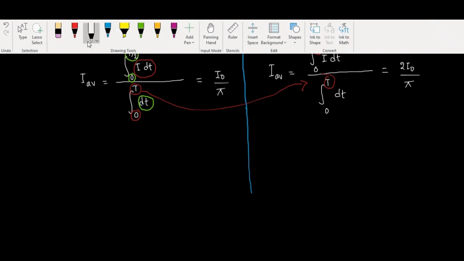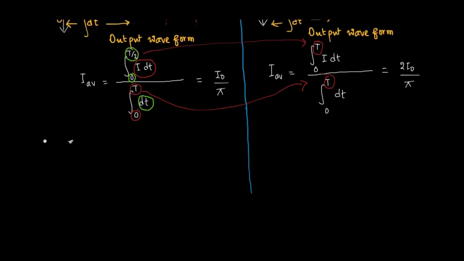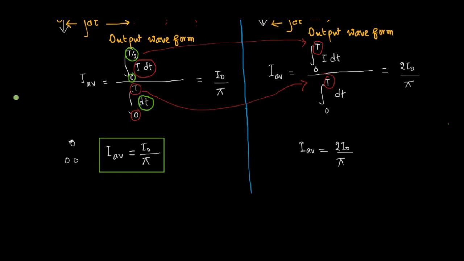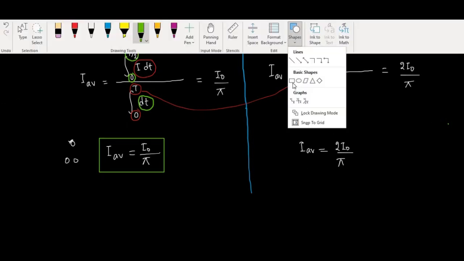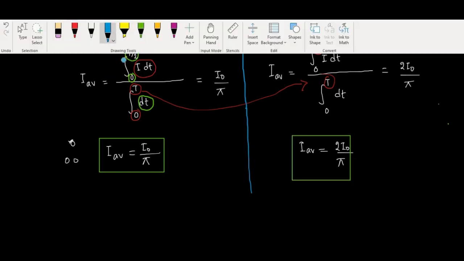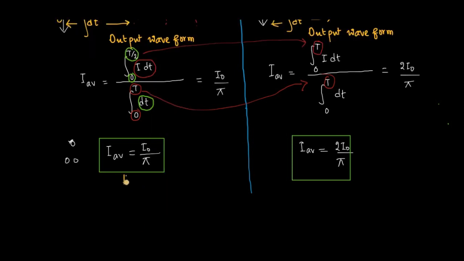And also we can mention another comparison. On the left hand side, for a half-wave rectifier, we get I_AV equal to I0 by pi, the average value of current obtained at the output of a half-wave rectifier. And on the right hand side, we get the average value of current obtained at the output of a full-wave rectifier, which is equal to 2I0 by pi.